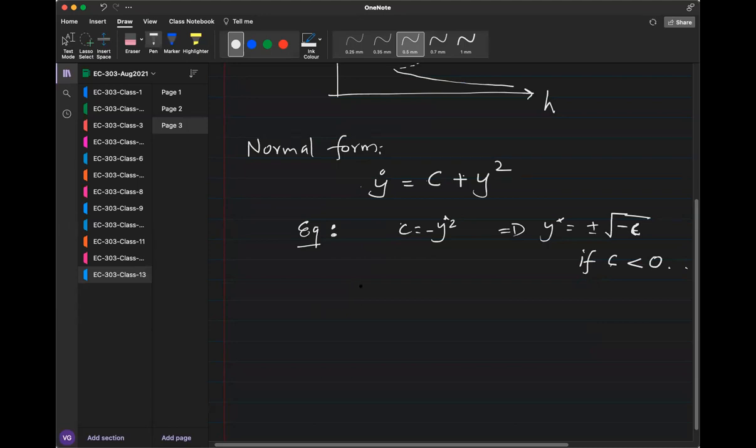Okay, now let us plot the equilibrium y star with c. As I told you, after 0 there is really no equilibrium; only before 0 we have two equilibria. One is plus square root of minus c, the other one is minus square root of minus c. It will look like this.